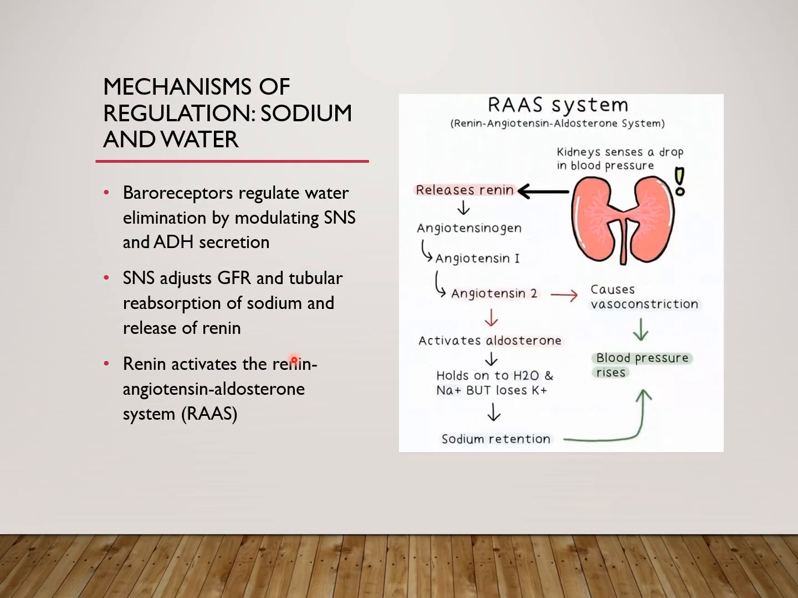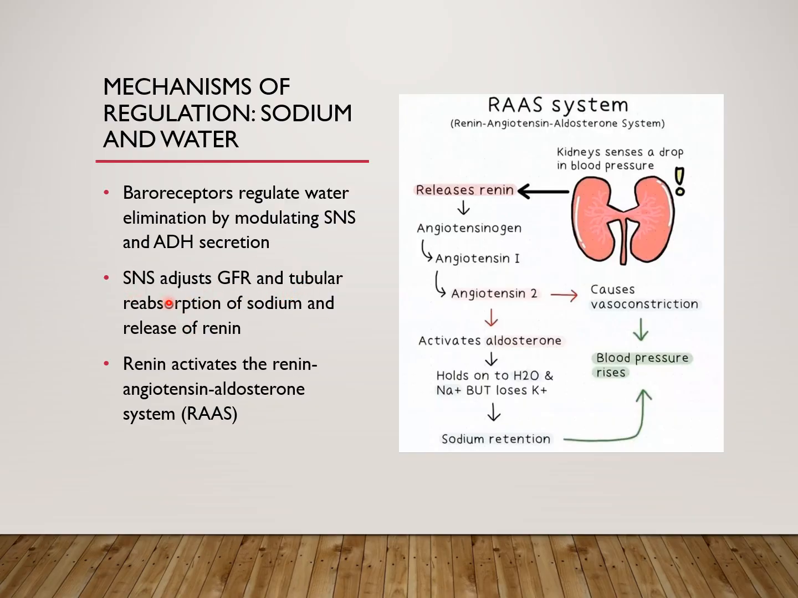So one of the major regulators of sodium and water balance is this RAS system. So we already talked about baroreceptors, but what happens after baroreceptors are activated either by low or high circulating volumes? So baroreceptors then go forward and modulate the sympathetic nervous system and also something called ADH secretion that I think we'll talk about a little bit more. But the sympathetic nervous system can directly adjust things like the glomerular filtration rate within the kidneys, and also things like tubular reabsorption of sodium in the kidneys themselves.